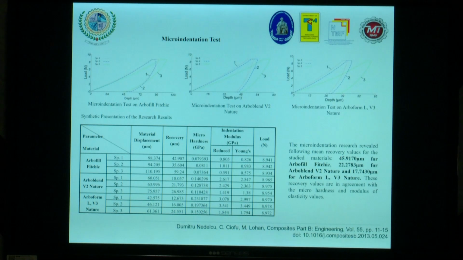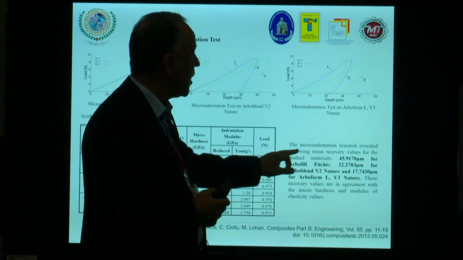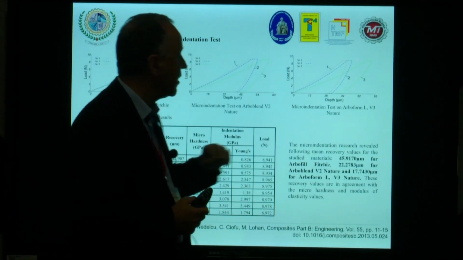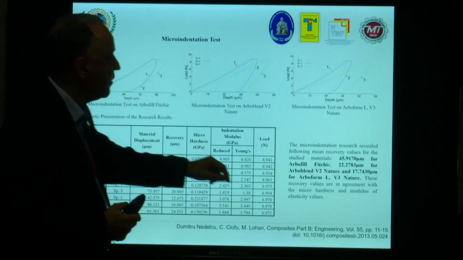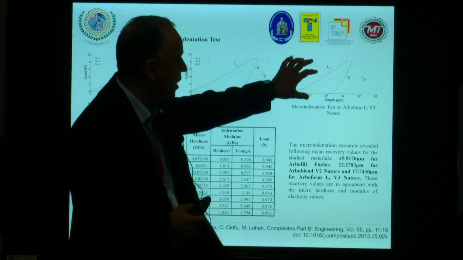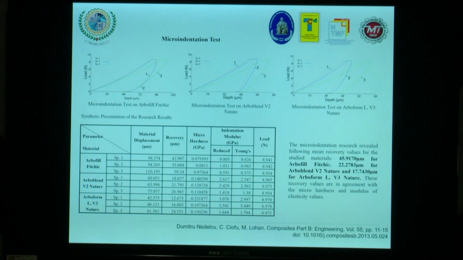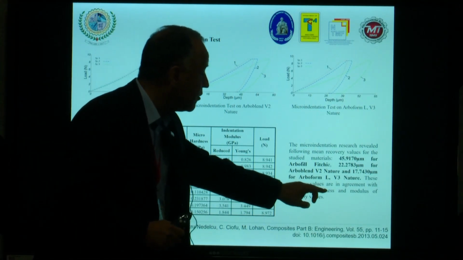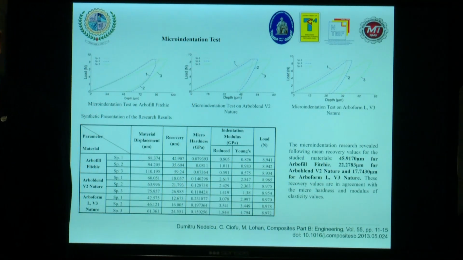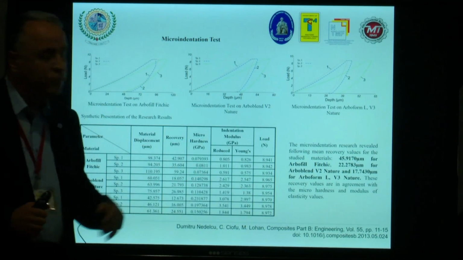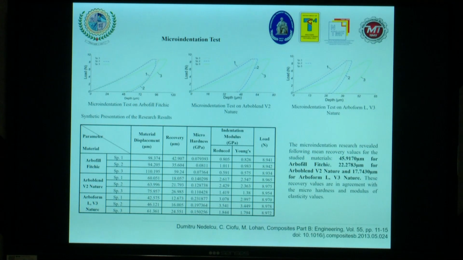Micro-indentation test is also important, because you can see this research revealed the following mean recovery values. In the case of Arbofill material, the value is 45 micrometers. In the case of Arboblend material, the value is 22 micrometers. And in the case of Arbofoam material, the recovery value is 17 micrometers. These recovery values are in agreement with the micro hardness and elasticity modulus. It's very important to point out this conclusion. And of course, you can see here the displacement, the recovery, micro hardness, indentation modulus, and of course, the load forces that we used during the experiment.